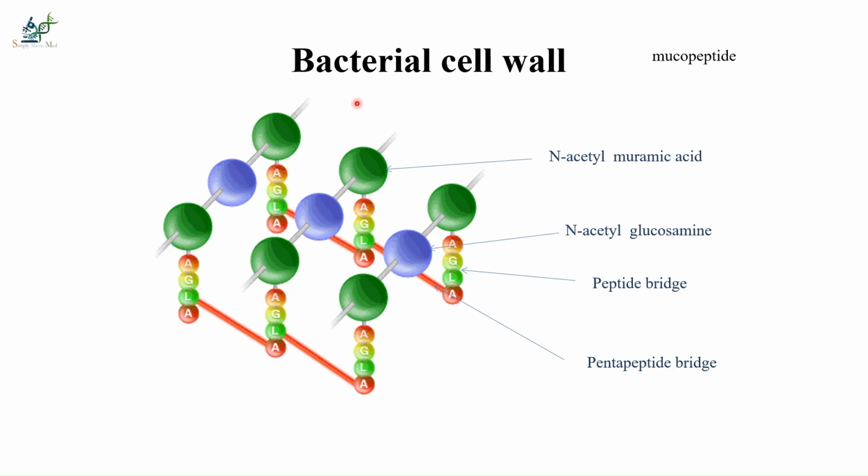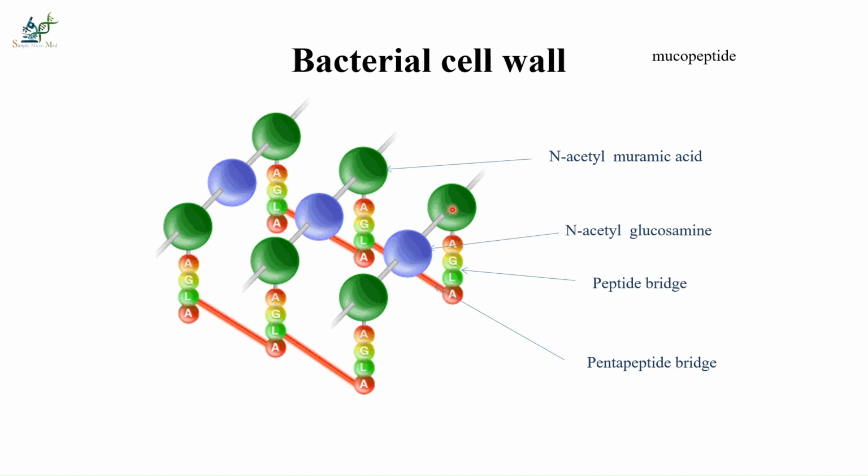Bacterial cell wall. This bacterial cell wall is made up of mucopeptide or peptidoglycan layer, and this is the structure of the peptidoglycan layer. Here you can see this peptidoglycan layer is composed of alternate units of N-acetyl muramic acid and N-acetyl glucosamine. Here, first is N-acetyl muramic acid, next N-acetyl glucosamine, again N-acetyl muramic acid. That is the alternating unit of N-acetyl muramic acid and N-acetyl glucosamine.